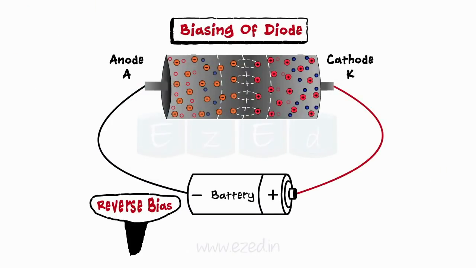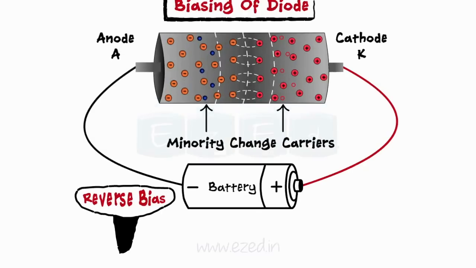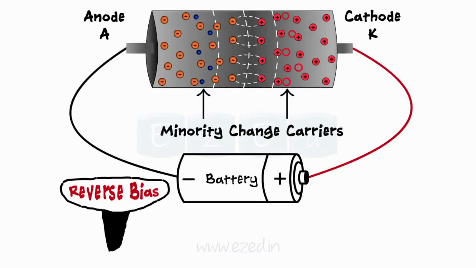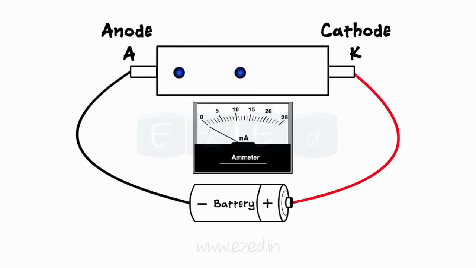But there are some minority charge carriers always present in both the regions. Hence, in the reverse bias case, minority charge carriers cross the depletion region, setting up the current flow. But the magnitude of this current is very low, in the nanoampere range.